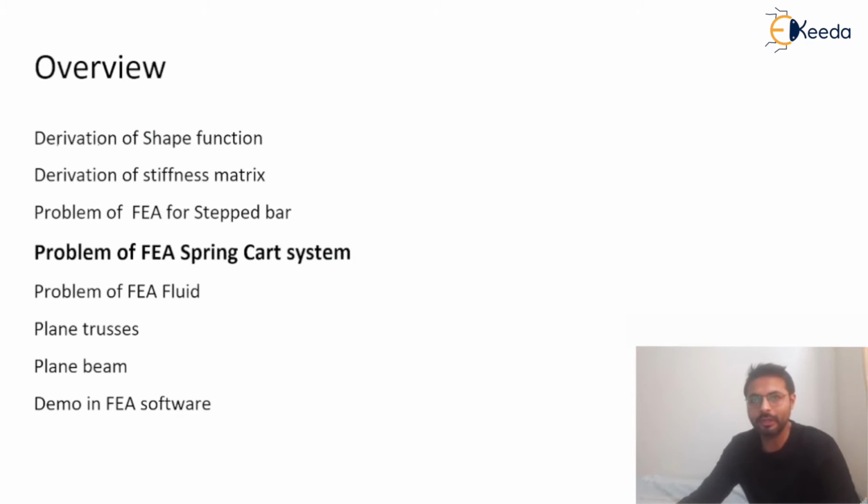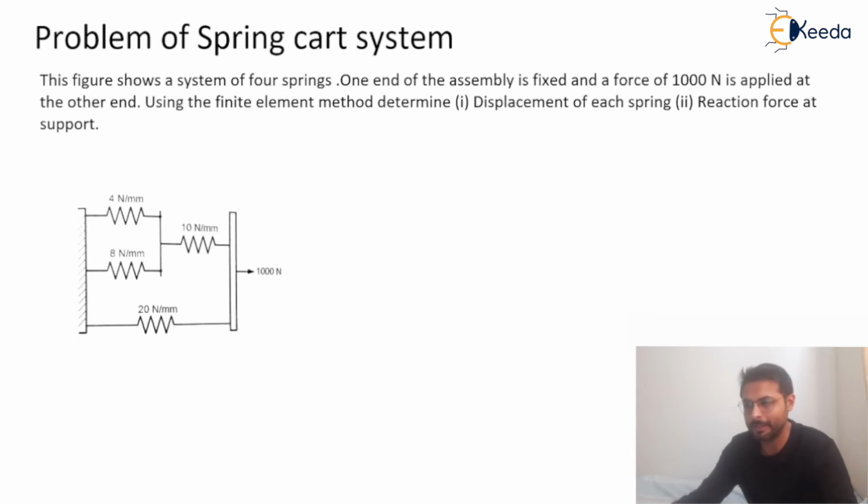In the previous video, we solved one numerical based on the stepped bar. We will solve today's spring cart system problem in the same manner as we solved earlier. First of all, let's understand the problem statement. The steps remain the same. First, we convert the problem into a free body diagram. Then we calculate the stiffness element matrix for each element, and then we combine all the elements into the global stiffness matrix, and then we solve the problem.